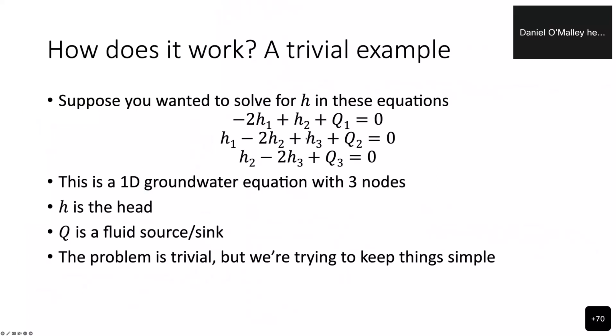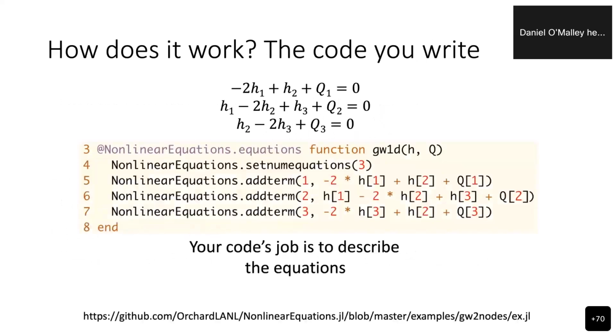Basically we have constant permeability, and these Q's are some fluid source or sink. And again, this is a super simple problem. It's completely trivial, but I just want to use this simple example to illustrate how this method works. So again, here we have the equations.